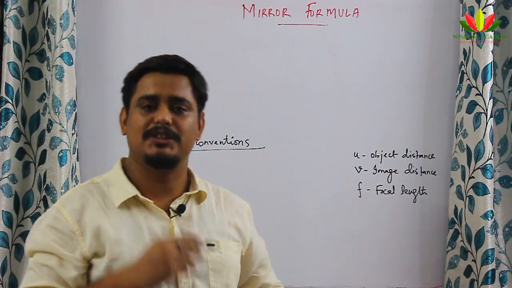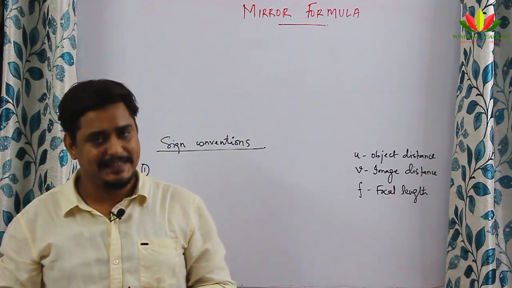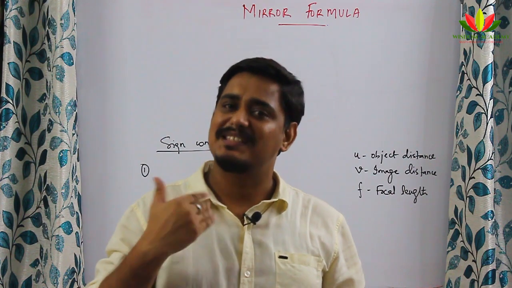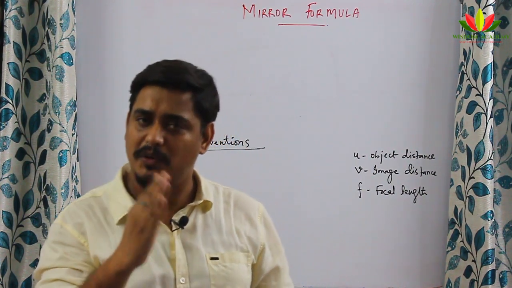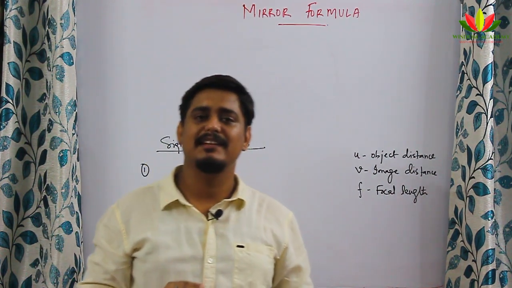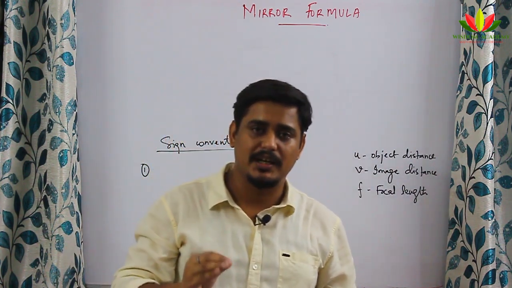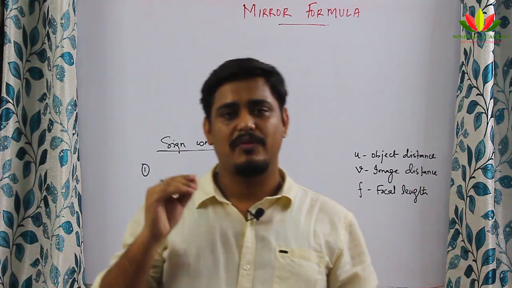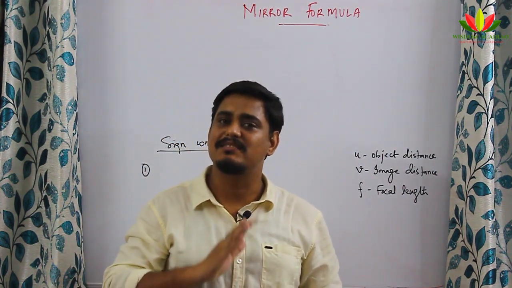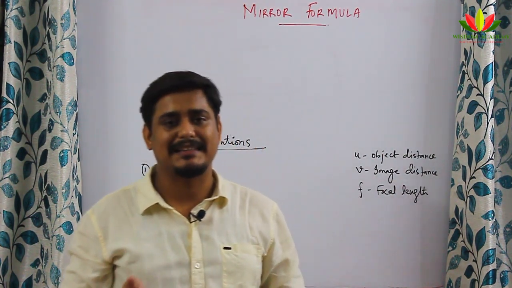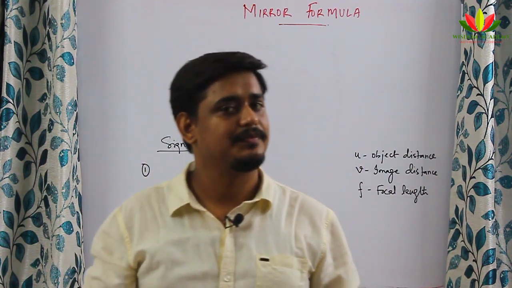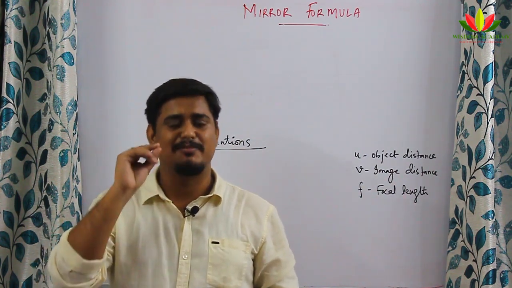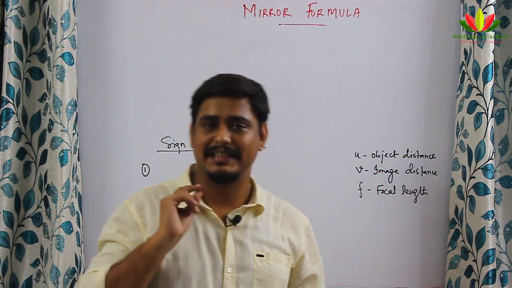Now write the second convention. The second convention says that all the heights measured above the principal axis are taken as positive. I will repeat once again. All the heights measured above the principal axis are taken as positive, whereas all the heights measured below the principal axis are taken as negative.